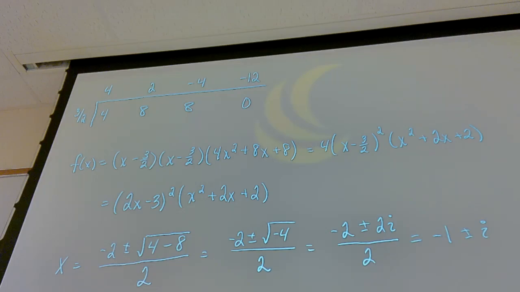There's one x-intercept. At 3 halves. 3 halves is a multiplicity of 2, which means it touches it. Doesn't cross it. It's a turning point. Complex zeros cannot be x-intercepts because we're only dealing with the real plane.